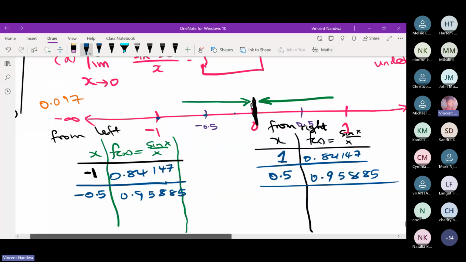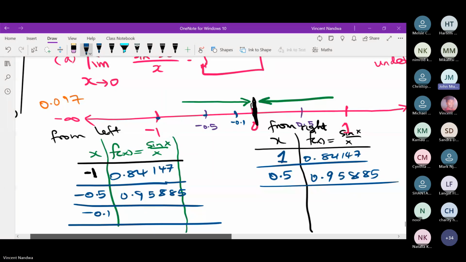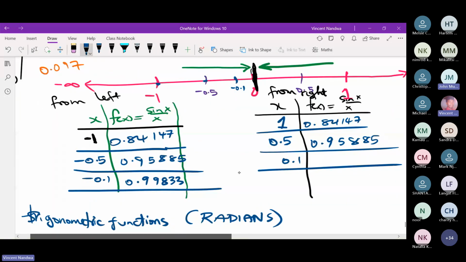Then let's say at -0.1. Get the value of sine x over x when x is -0.1. 0.99833. When we have positive x, same value, correct. 0.99833.